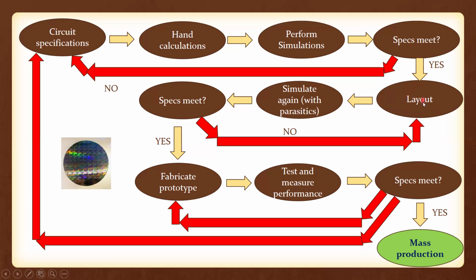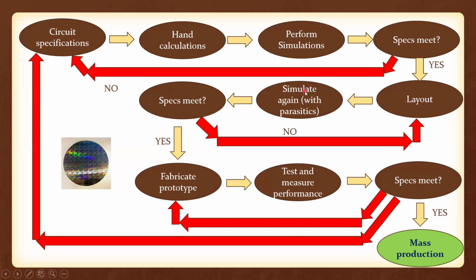After you draw the layout, again, to draw the layout, you have a tool. From the tool library, you have various components like transistor, diode, resistor, capacitor, etc. You pick up those cells from the library of the layout tool, you place them on the screen, you interconnect them, and that is how your layout is.